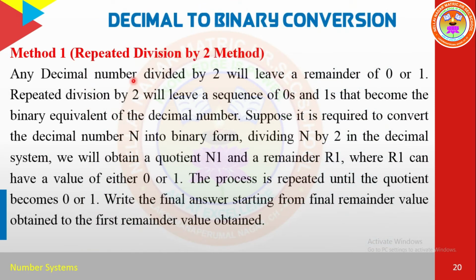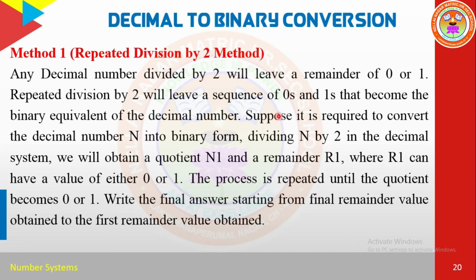So now we are going to the next topic. We are going to discuss decimal to binary conversion. So how should a decimal number be converted into binary? What is the method? In number systems we have two different methods for converting from decimal to binary. The first method is the repeated division by 2 method.